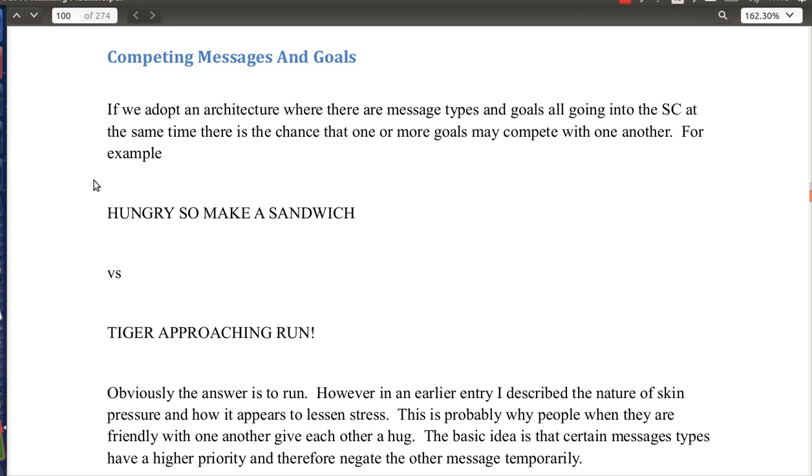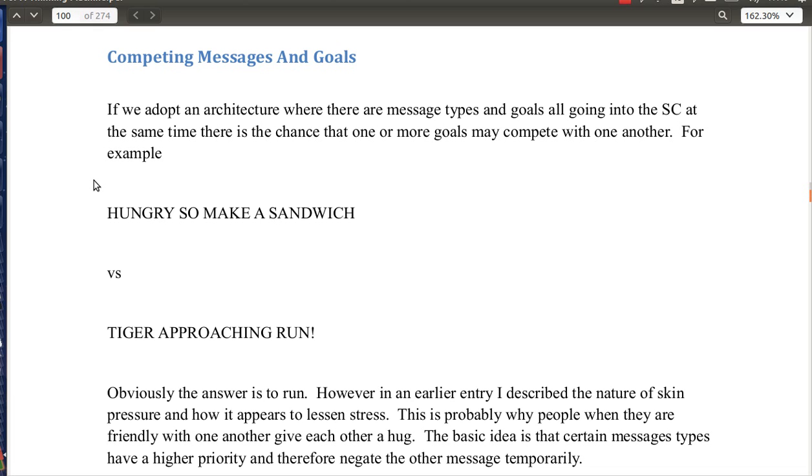So basically, one message might be, I'm hungry, so I need to make a sandwich, versus I see a tiger approaching and I need to run. Clearly, we all know survival outweighs having a sandwich when a tiger is attacking you. Nobody needs to be told that. Once you say the words tiger attacking, in your brain that maps to a survival scenario. In other words, it's the end of your being. So you can go hungry.